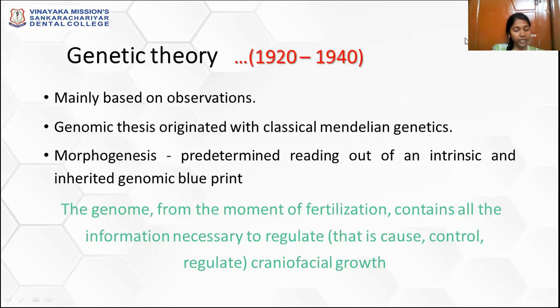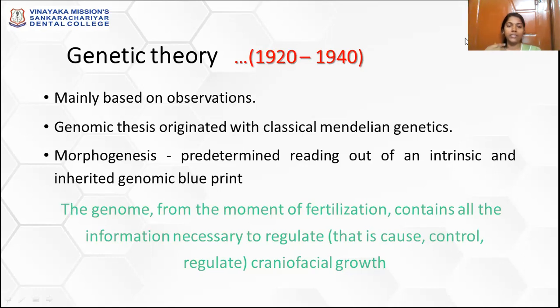The genetic theory is the oldest one, from 1920. I have arranged it based on chronology, from the oldest to the newest. So first is the genetic theory, from 1920 to 1940. In between this period they gave this theory. It is mainly based on observations.